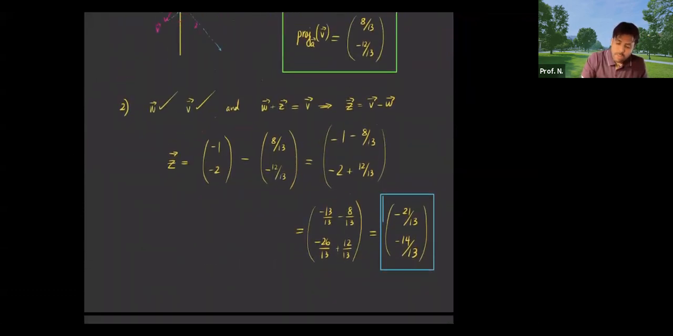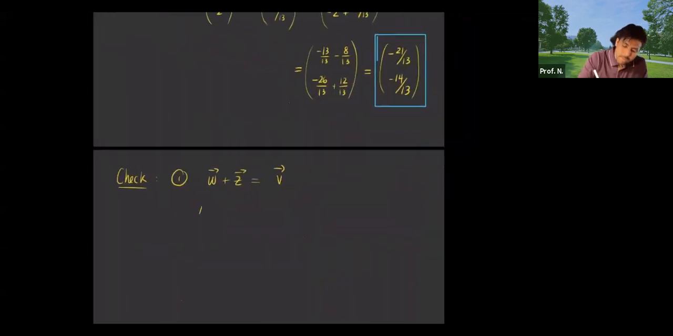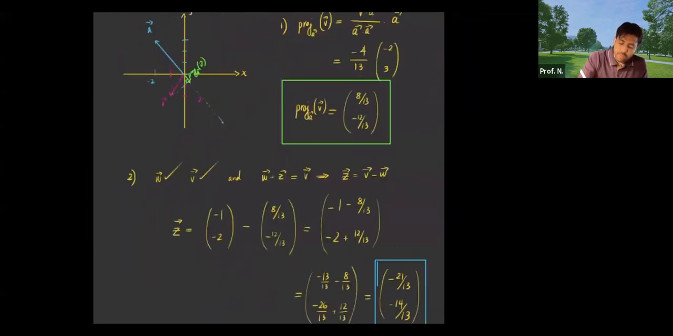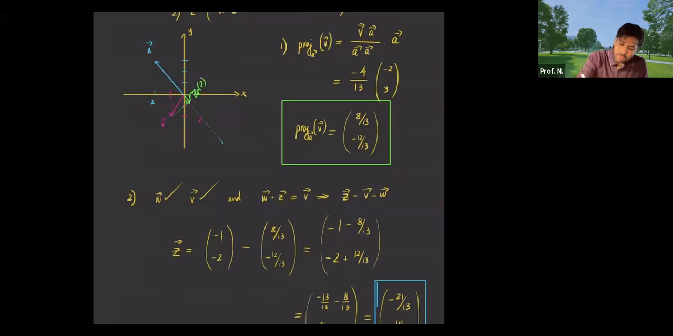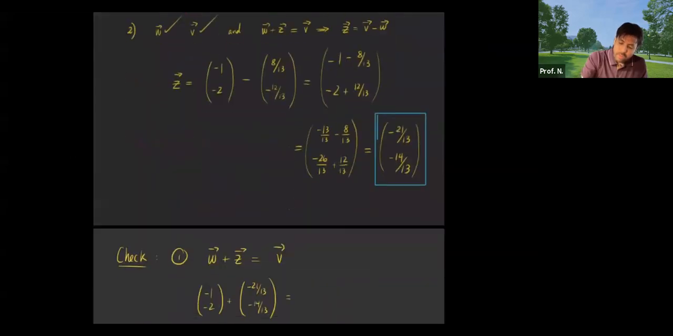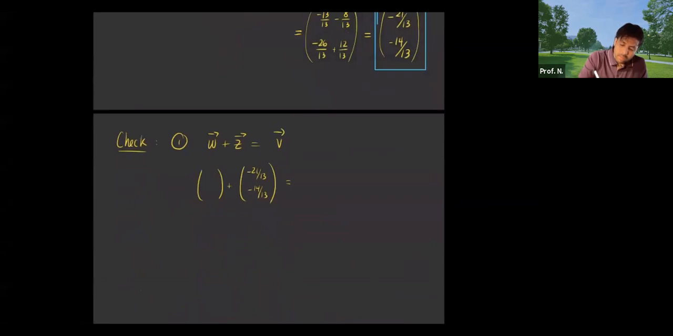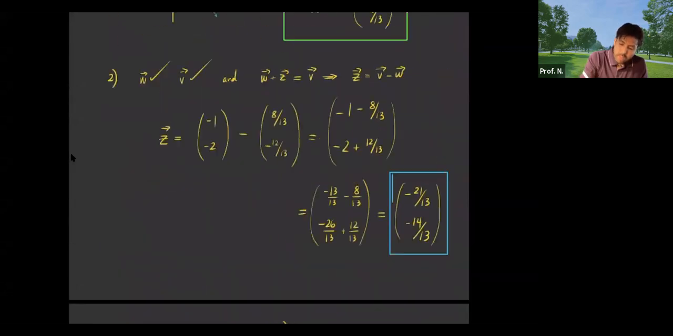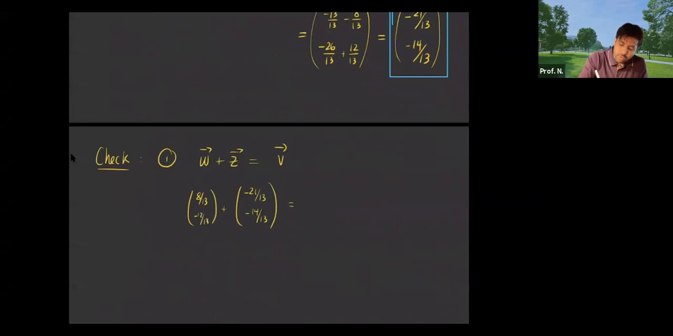So W is... And if I add this to negative 21 over 13, negative 14 over 13, the question is, would I get -1? Whoops, wait, this is W, pardon me. This is W. So this is 8, positive 8 over 13. And then I got -12 over 13. So when I add this, I should get -1, -2.